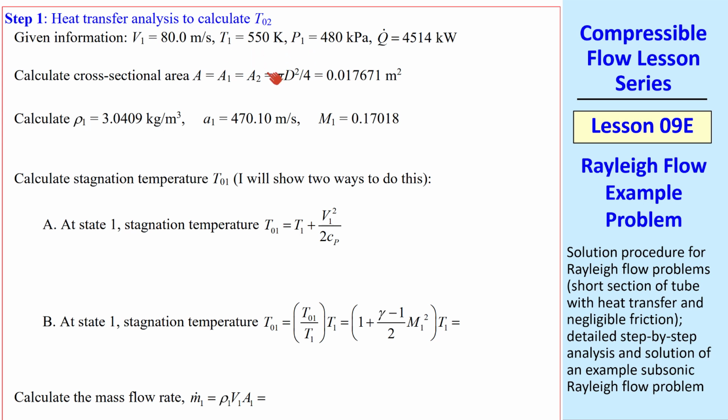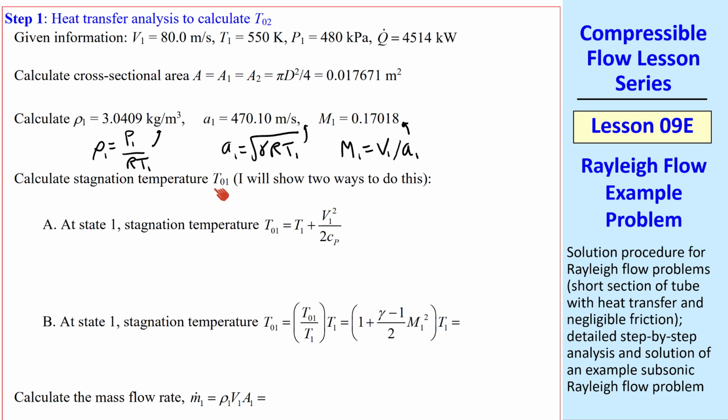Here's all the given information, and here I calculate the cross-sectional area. Density comes from the ideal gas law, so ρ1 is P1 over RT1. A1 comes from square root of gamma RT1, and then M1 is V1 over A1. And I'm not going to show all my calculations, but you can verify these results.